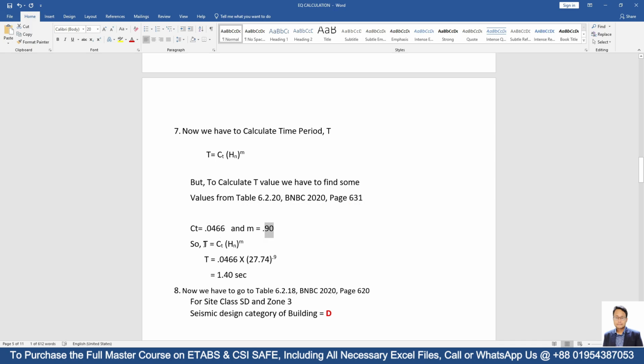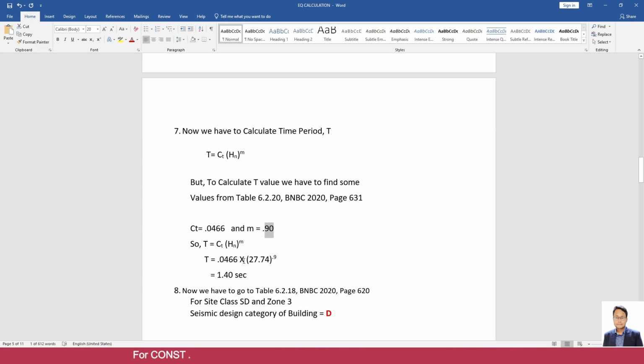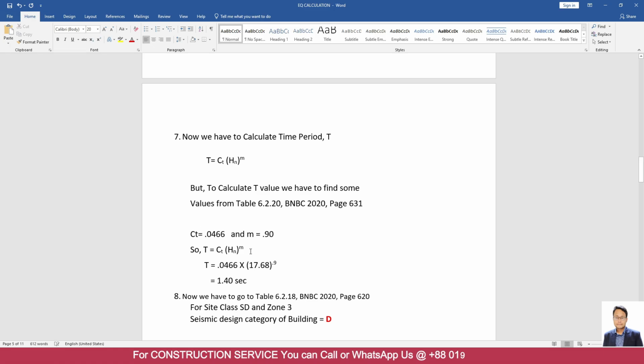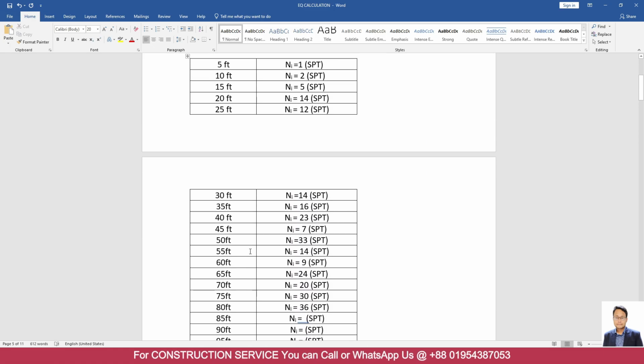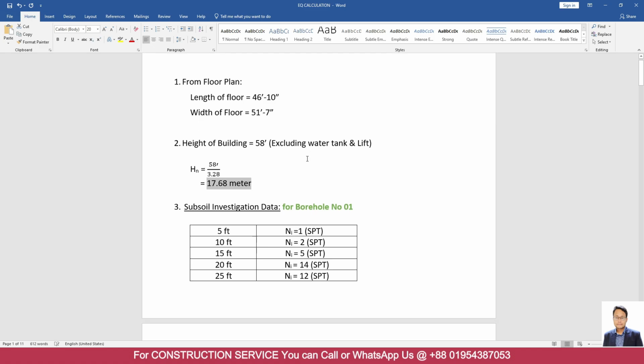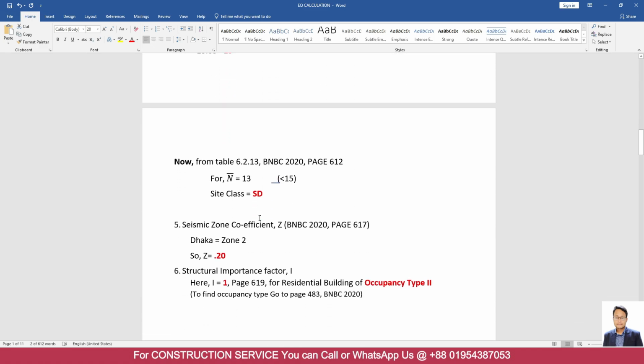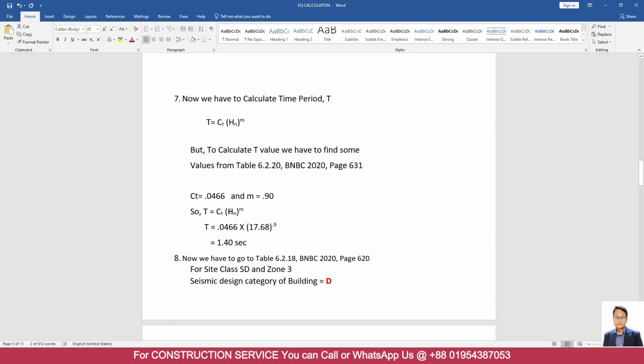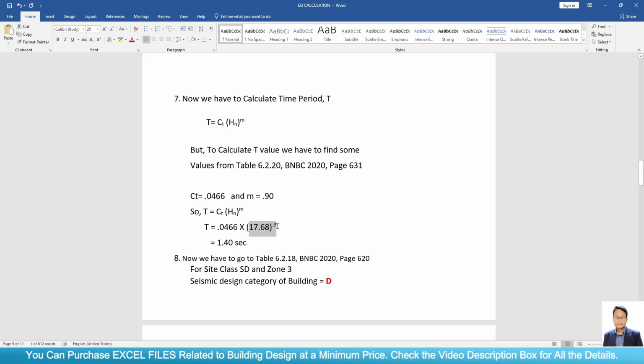So the formula is T equals Ct Hn to the power m. Input the value of Hn here, 17.68 meter. Note that in the ACI code they have told to take this value of Hn in US customary, or you can say in FPS unit, but in BNBC 2020 they are telling us to take this value in SI unit. So we are doing so.